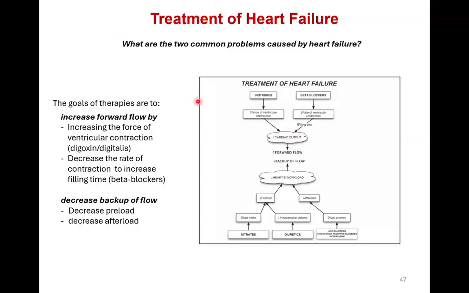And I know I'm sort of skipping over it quite lightly, but those are your two guiding principles when it comes to heart failure. What are you trying to mitigate?